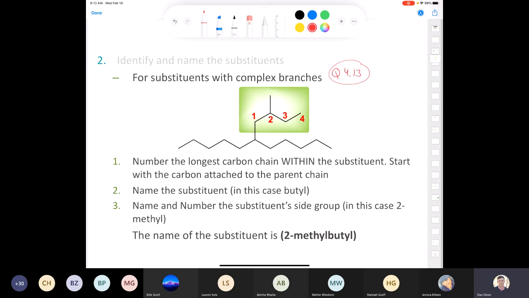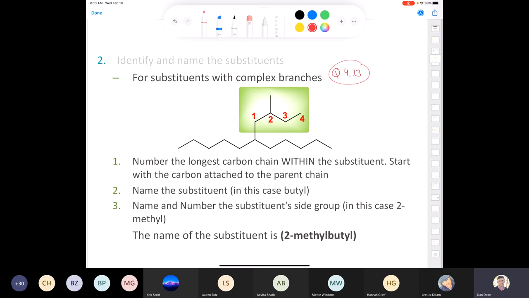But if you have something that doesn't have a simple common name, like a substituent that's in this green box here, what do you do to name that? To name that substituent, you start by naming the longest carbon chain within the substituent, which you can see here, it's got 4 carbons, 1, 2, 3, 4, they're all numbered. Then you're going to name that substituent based off of that chain. Since it's 4 carbons, it's a butyl.